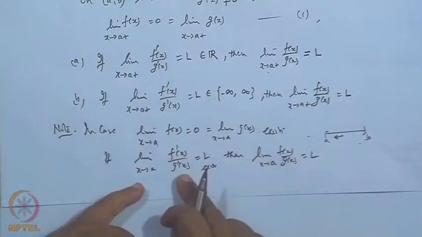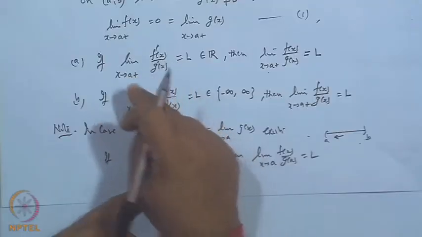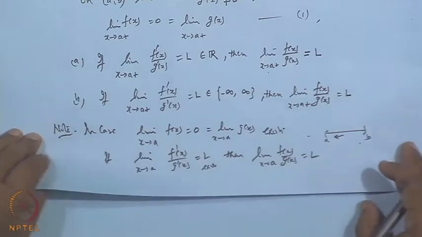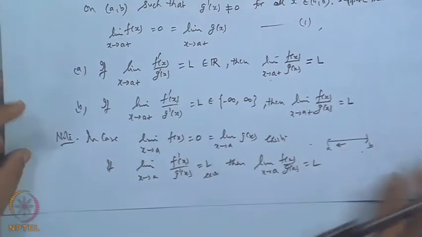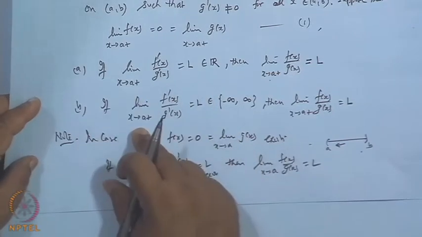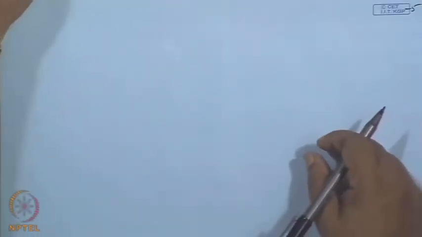If the left hand limit exists, we use this. If the right hand limit exists, we use this. If the left hand limit exists, then a minus, and like this. But the result continues to hold good. So, we will establish this proof when the right hand limit exists. Okay? And for other cases, the proof is the same. So, let us see the proof.